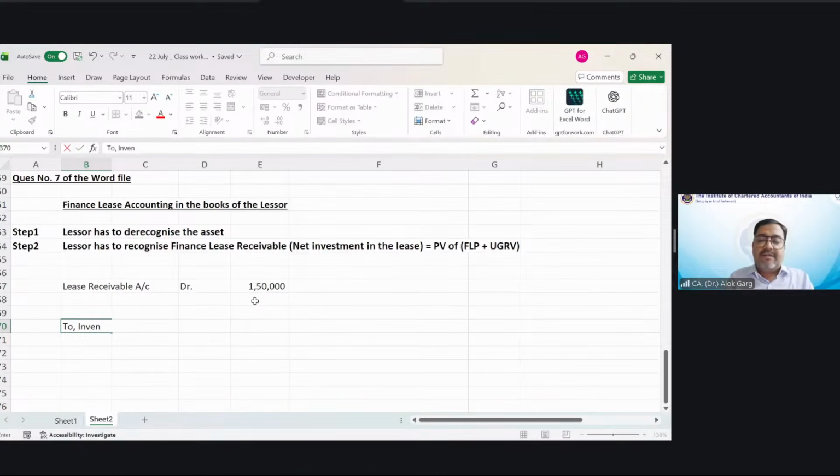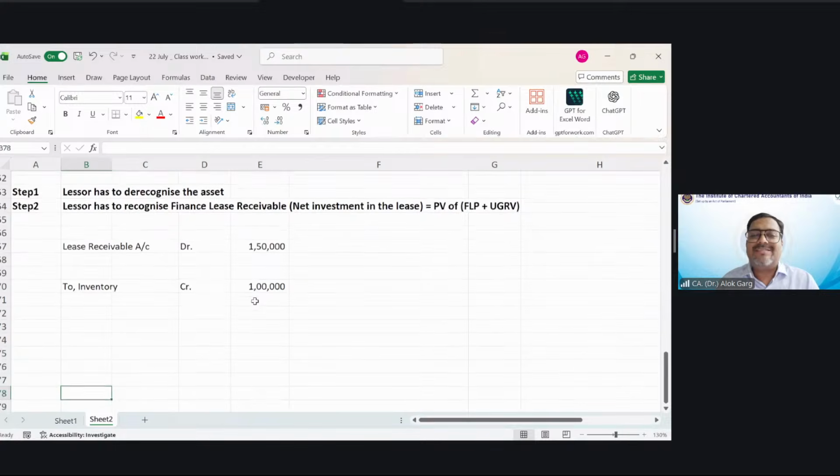What is the value of the inventory? The cost of the machine is 1 lakh rupees. Now, friends, what is the cost of sales? You remember, if you sell the asset, what do you have to do? You have to debit your cost of sales and you have to credit your inventory. So what is my cost of sales?